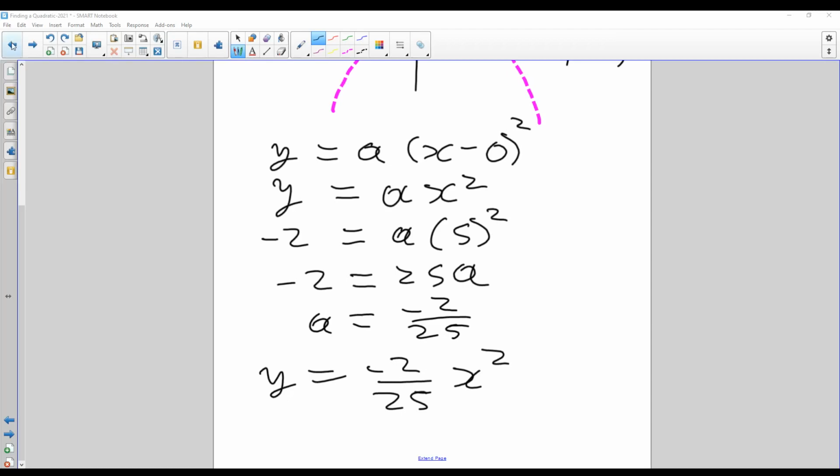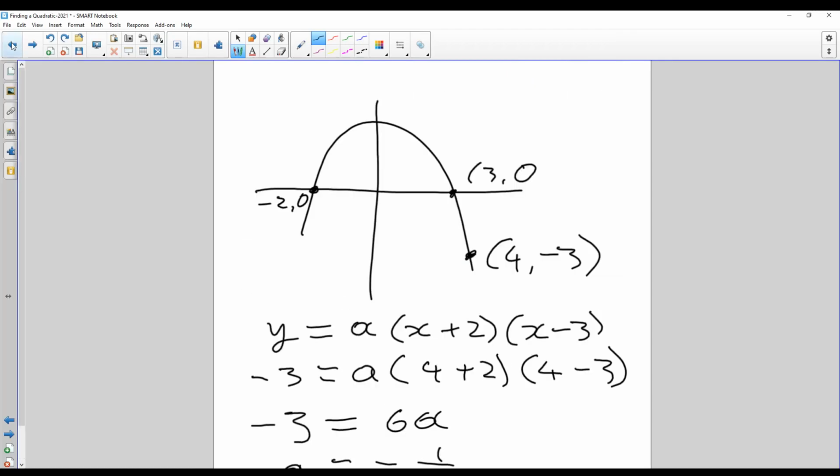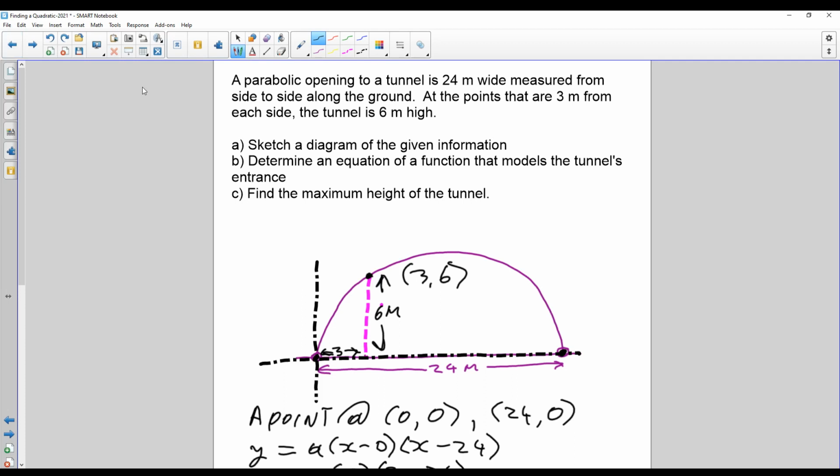I am going to take you back to this question that we did a few days ago. I think Friday, actually. Yeah, Friday. Where we're looking at a parabolic opening for a tunnel, right? You've seen tunnels that trains go through or even traffic goes through. A lot of them do have that parabolic shape to them. So this one does. That's not a great parabola, but use your imagination.